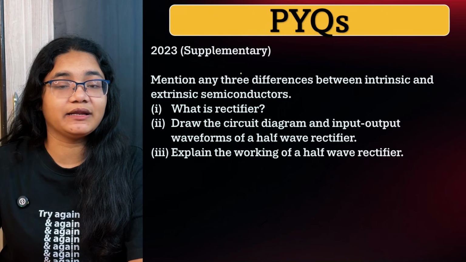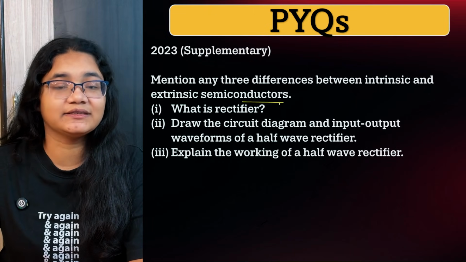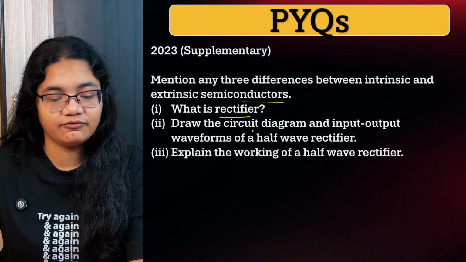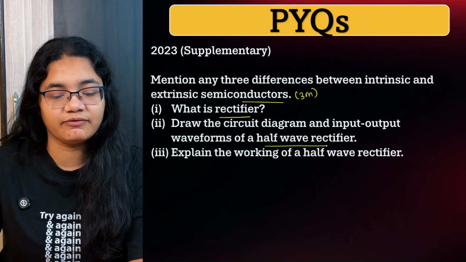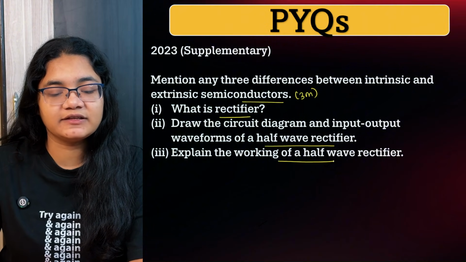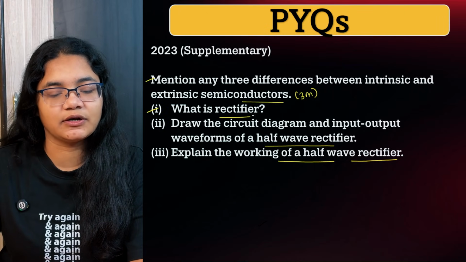Next, we'll see 2023 supplementary. Mention any 3 differences between intrinsic and extrinsic semiconductors. What is rectifier? This carries 3 marks. Then you have draw the circuit diagram and input-output waveforms of a half wave rectifier, explain the working of a half wave rectifier. So actually this is one question.